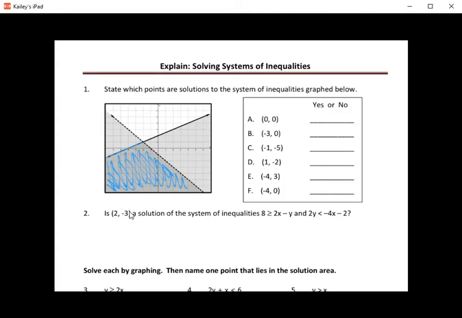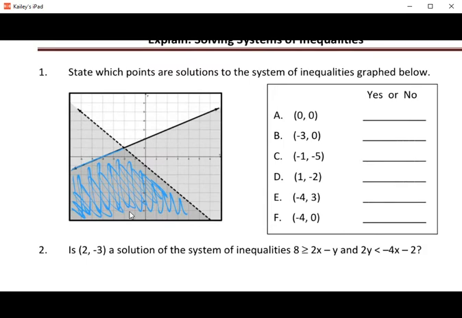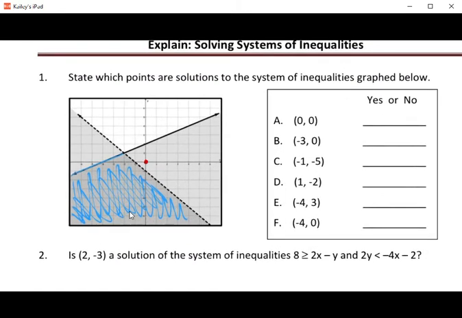So the double shaded region and any solid line that's bordering the double shaded region will be part of our solution. So what we're going to do first is walk through these first few ordered pairs and decide whether they are solutions to the system or not. The first ordered pair, 0, 0, I'm going to put that point on my graph, and I see that it's not in the double shaded region, so that means that it is not a solution. Then I'll look at the point -3, 0, that's over here. That one is part of the solution.